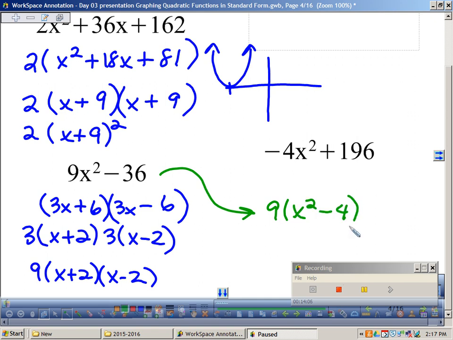Check this out. If I would have thought that it had a common factor of 9 to begin with, I could have factored out a 9, left the 4, and now I've got the difference of 2 squares. Isn't that easier? No.